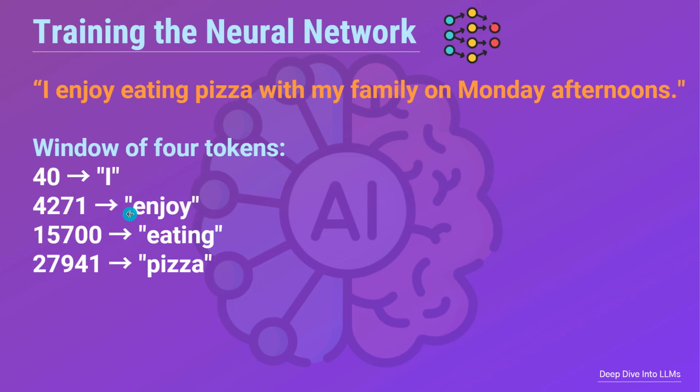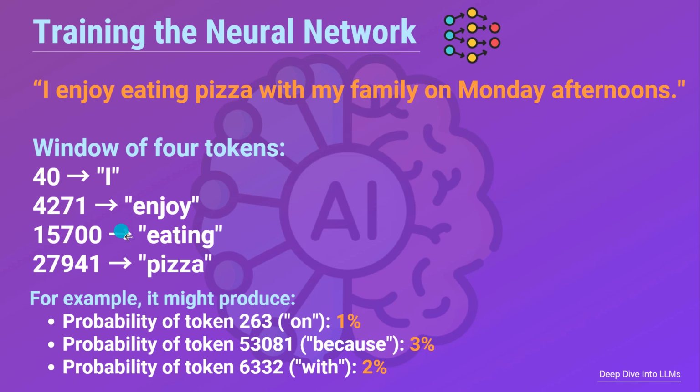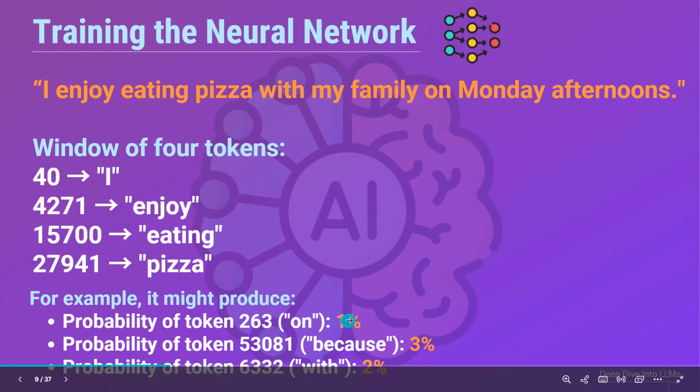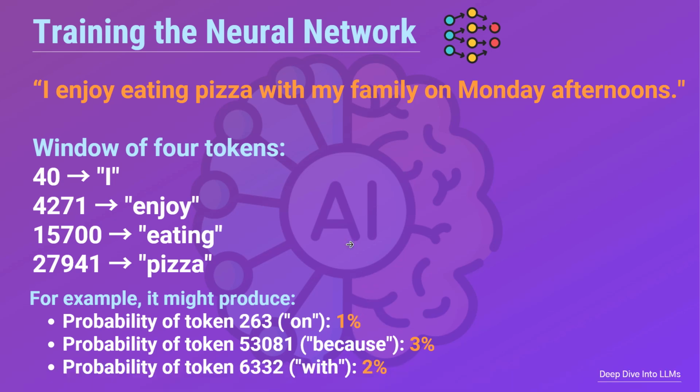The 4 input tokens are fed into the neural network. The network outputs a probability for every possible next token in the vocabulary. In GPT-4, that means predicting from 100,277 possible tokens. For example, it might produce "on" with a probability of 1%, "because" with a probability of 3%, and "and" with a probability of 2%. So in this case, the network predicts "because" with the highest probability, but the correct token in our dataset is actually "with". Now it's learning from mistakes.